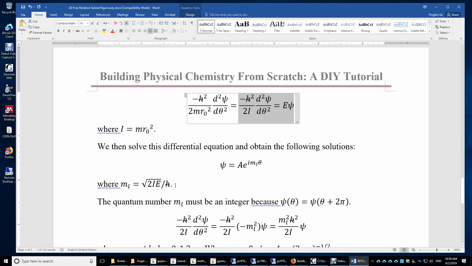The physical meaning of the square root of 2IE is simply 2 times 1/2 m r naught squared times v squared. So this E is simply the kinetic energy of the particle because the potential energy is 0. If we combine this 2IE and then take the square root, this is actually the angular momentum of the particle. So m sub L is the angular momentum divided by h bar. H bar is actually equal to 1 in the atomic units in quantum mechanics.